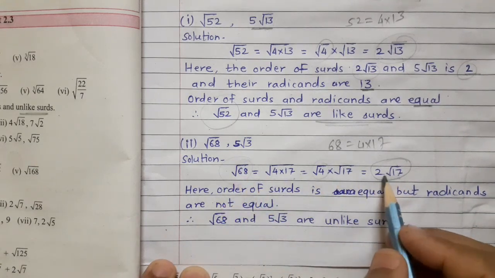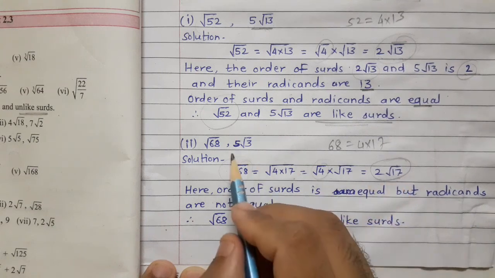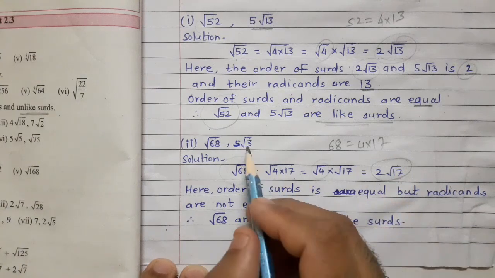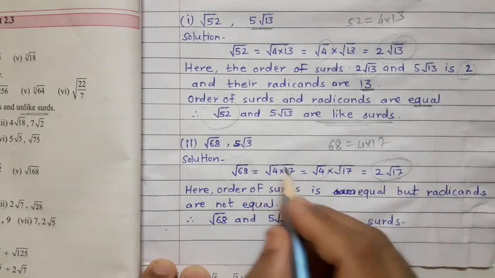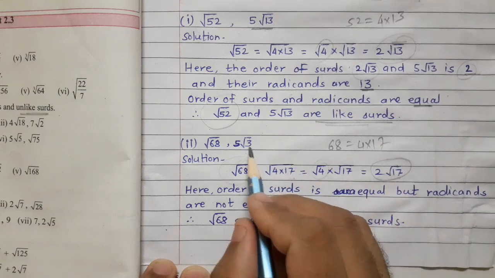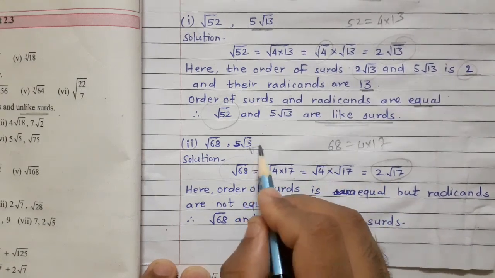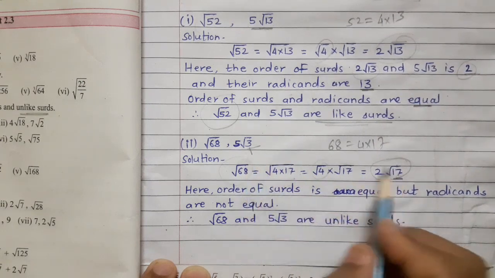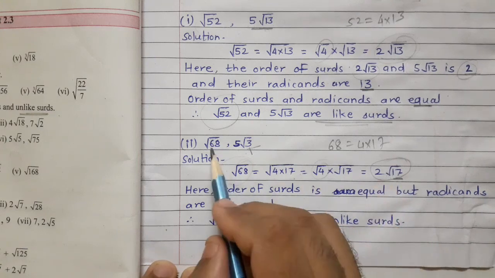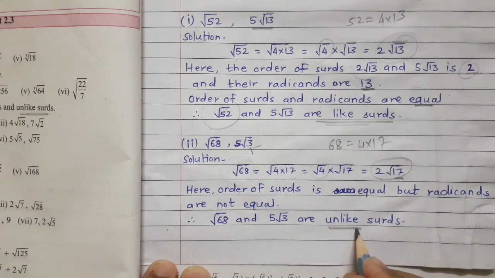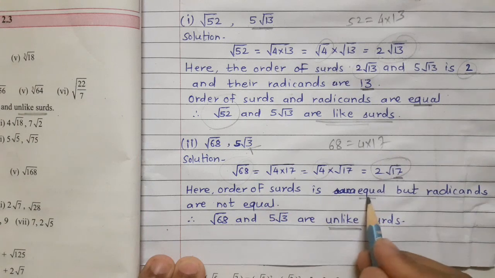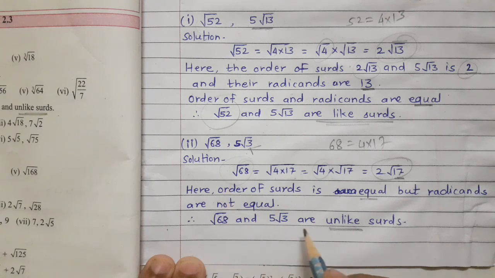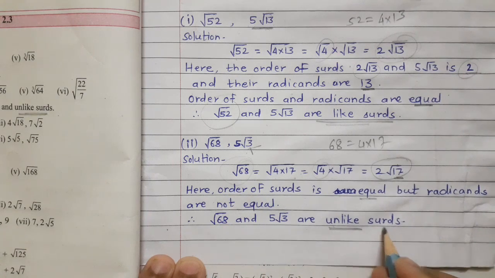Now we are having surds 2 multiplied by square root of 17 and 5 multiplied by square root of 3. So here the order of surds is 2. Order of both surds is 2, but the radicands are different. Here radicand is 3 and here radicand is 17. So the order of surd is equal, but radicands are not equal. Therefore the given two surds are unlike surds. Here the order of surd is equal, but the radicands are not equal. Therefore the given pair of surds are unlike surds.